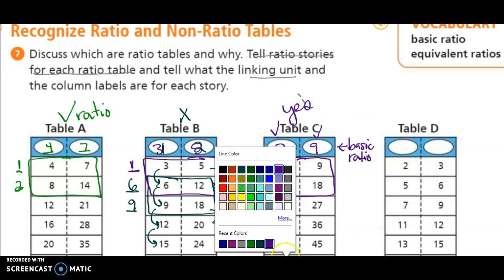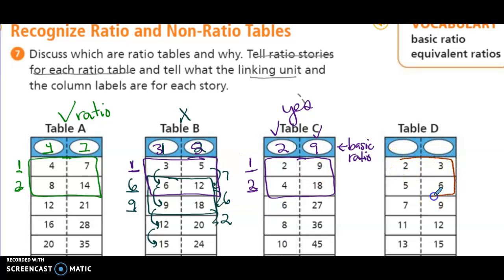Moving on, using that same strategy, let's see how table D works out. I'm going to start here. Greatest common factor is 1, working from the inside out. 2 divided by 1 is 2. 3 divided by 1 is 3. 6 divided by 3 is 2. 5 divided by 2 is not 2. So we can stop right there. We do not have a ratio table in table D.